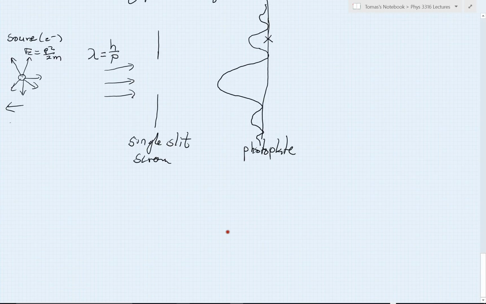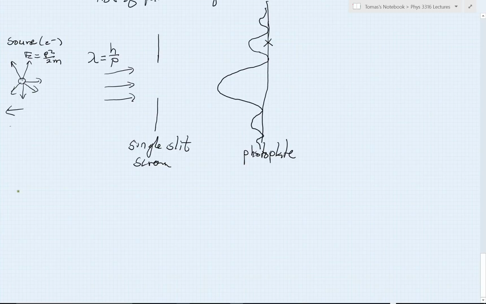Now you might ask, well, where is the measurement? So the measurement has to do with the electrons as they emerge, as they first emerge from that slit.